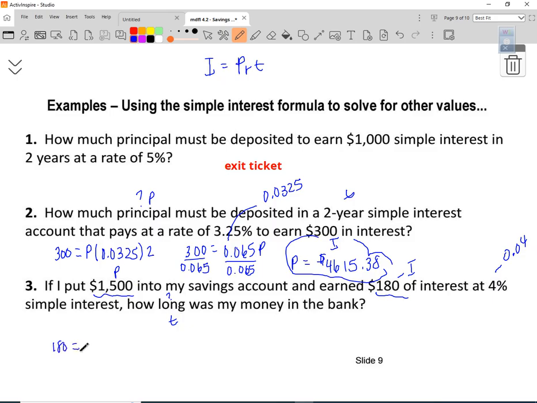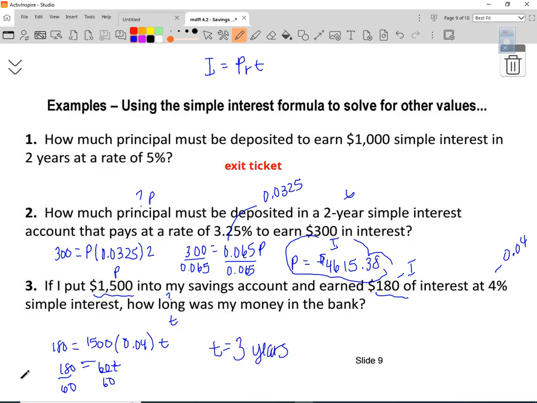So 180 equals the principal we know, the beginning amount, times our rate of 0.04, and what we don't know is our time. So we're going to multiply these and solve the equation. So 1,500 times 0.04 is 60. So this simplifies to 180 equals 60t. So we're going to divide both sides by 60. And we'll see that our money needs to stay in the account for 3 years.